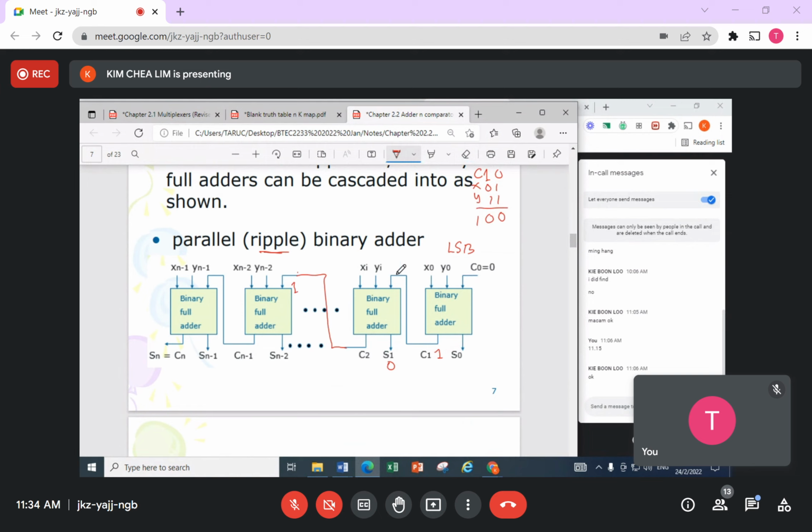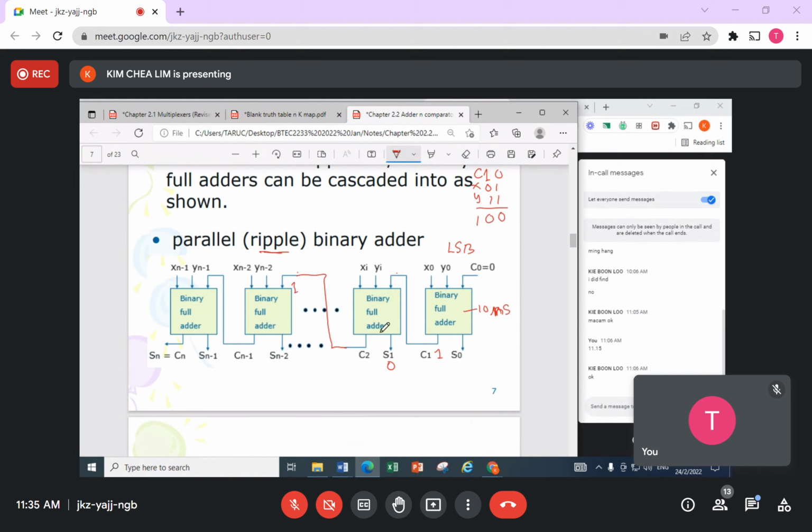So all the carry in inputs except the LSB need to wait for the earlier additions to be done. Then only will they know what the signal coming in here is. If this full adder, let's take an easy figure, requires 10 nanoseconds to finish the task, it takes me 10 nanoseconds to give me one result.